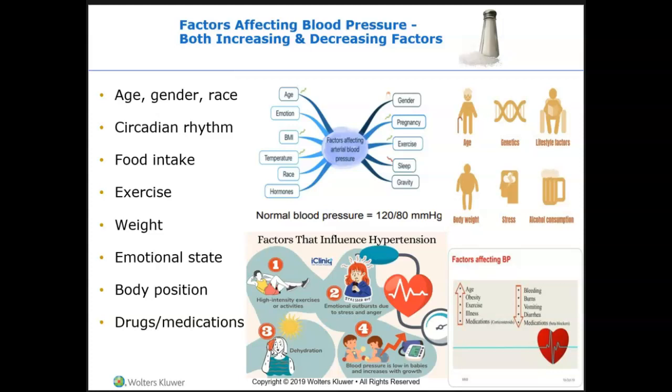And so what I would highly recommend you do is pause the video now, go to your chapter and read about the different examples of when your blood pressure would be varied based on your weight, your emotional state, your body position, medications, food intake, whether you're taking salt versus, all of those things. So take a look at that.